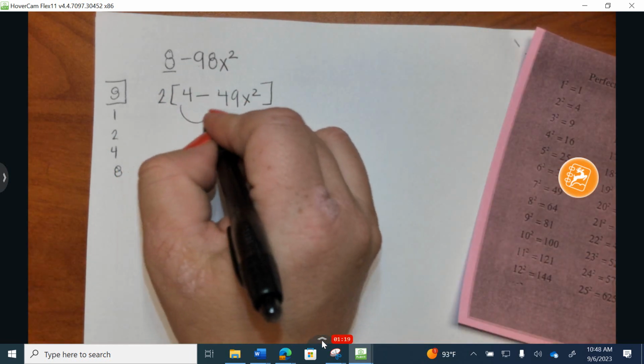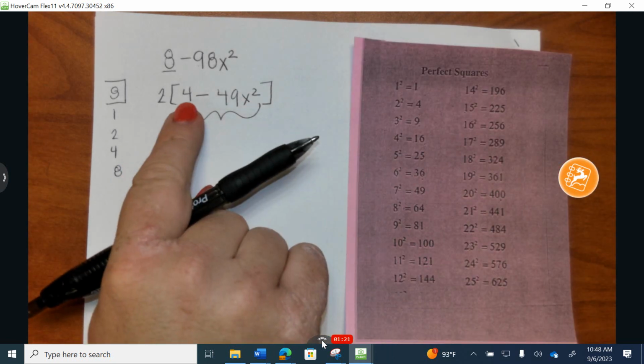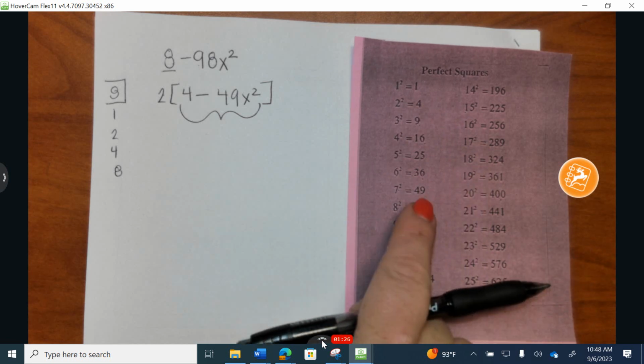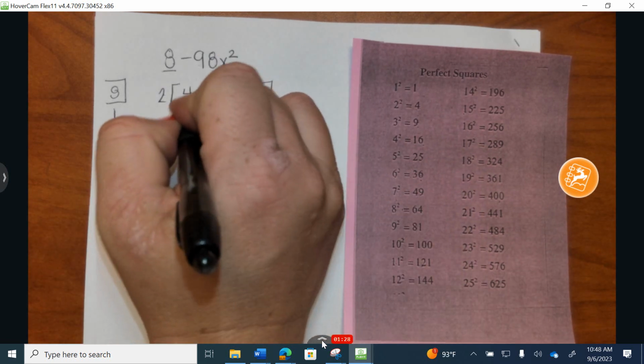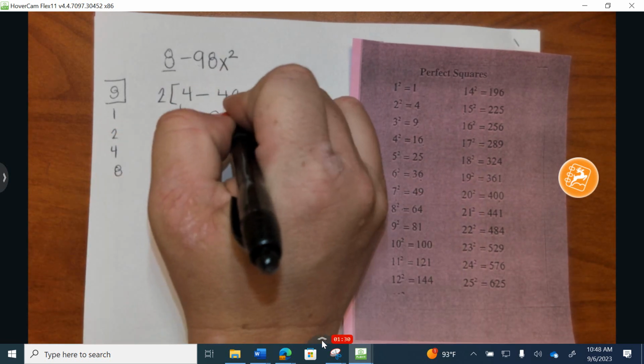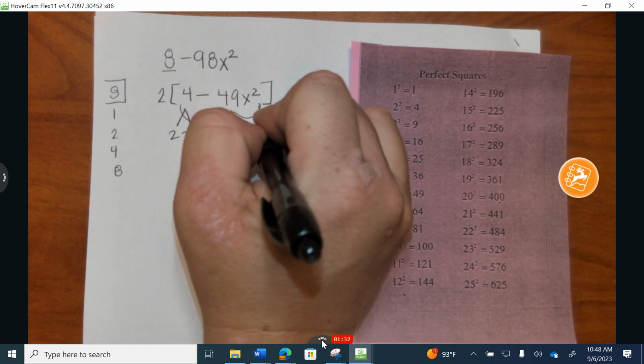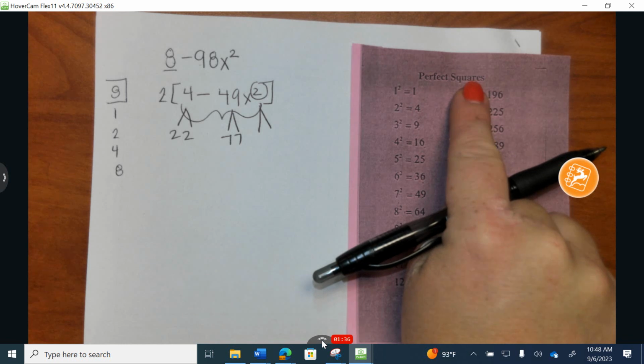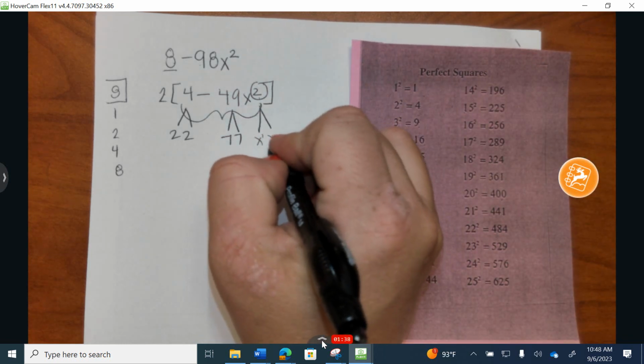Okay. From this portion, I want to look at the values 4 and 49. 4 is a perfect square. 49 is a perfect square. How do you show your work? 2 times 2, 7 times 7, and we take this exponent, since we're working with squares, and with squares we divide it by 2. 2 divided by 2 is 1.